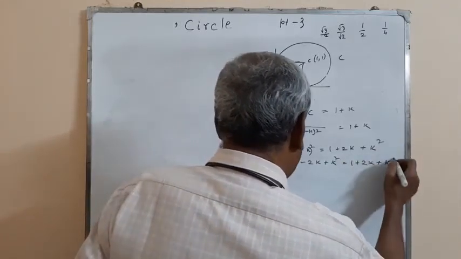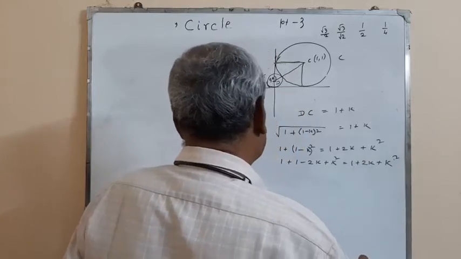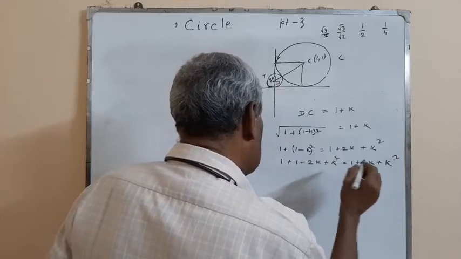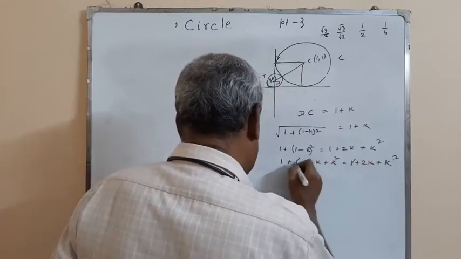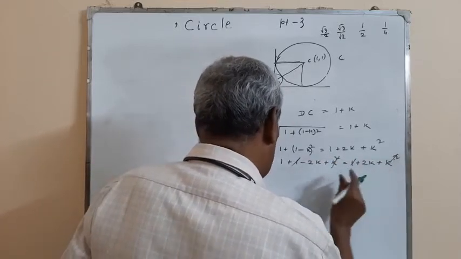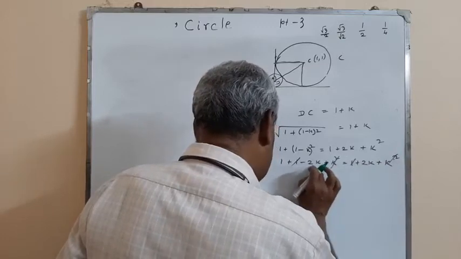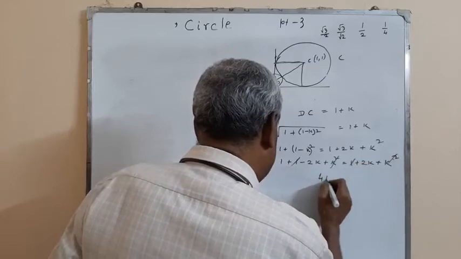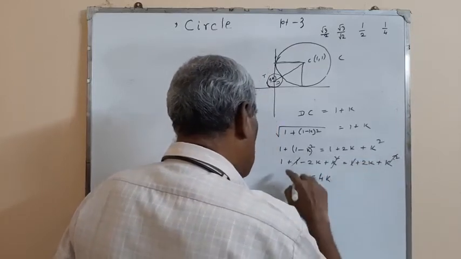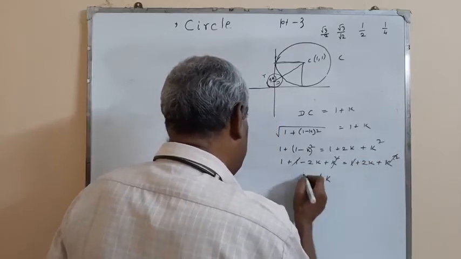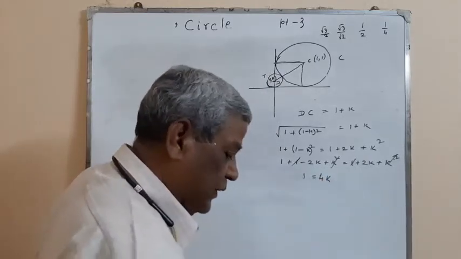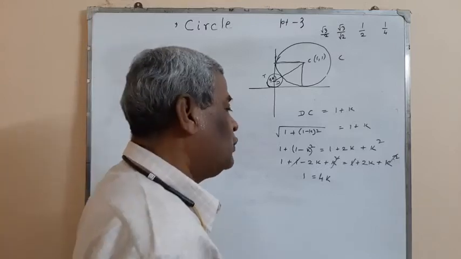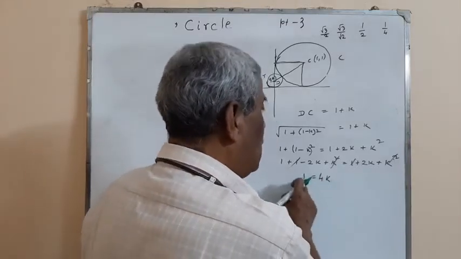So k square cancels. 1 cancels. k square cancels. We get minus 2k on that side and 2k on that side. So 4k on the right hand side is equal to, on the left hand side only 1 is left. So we get an equation involving only the unknown k, whose value becomes k is equal to 1 by 4.